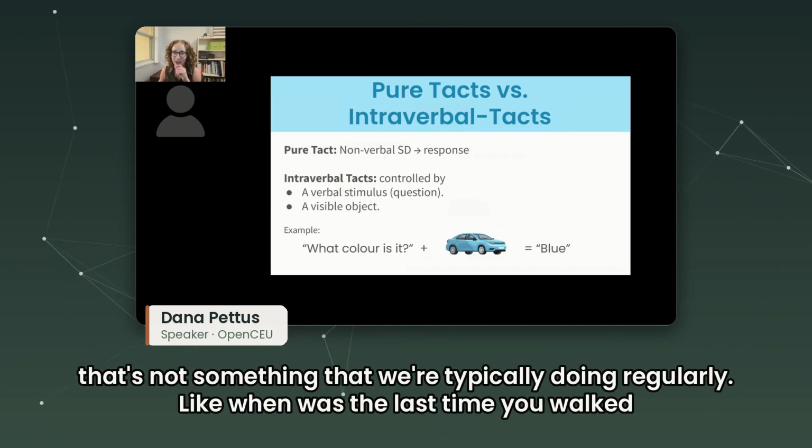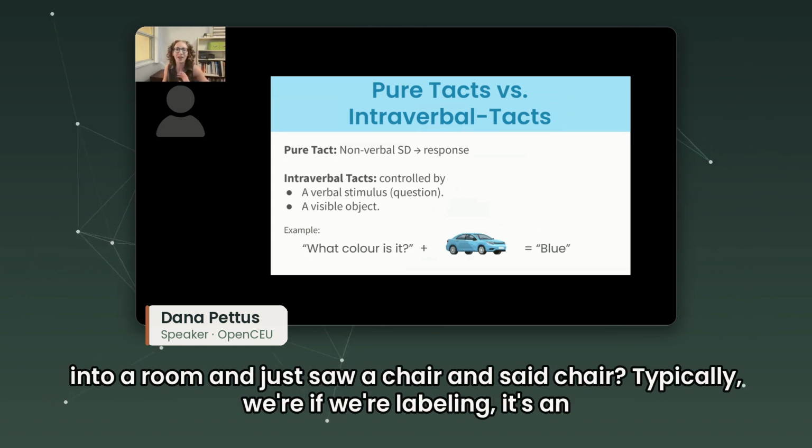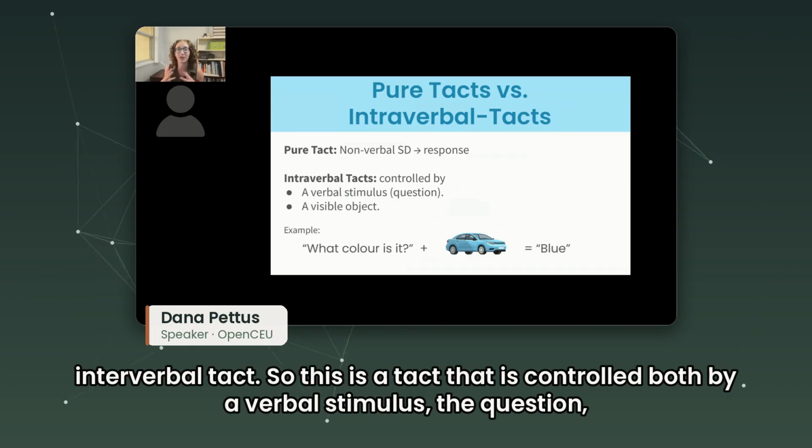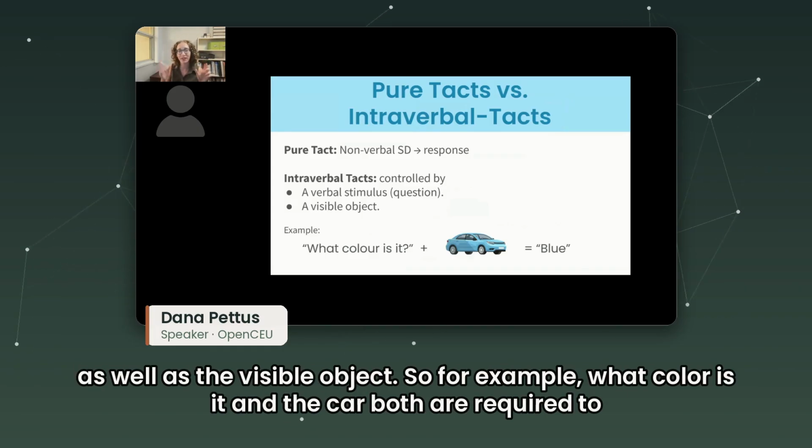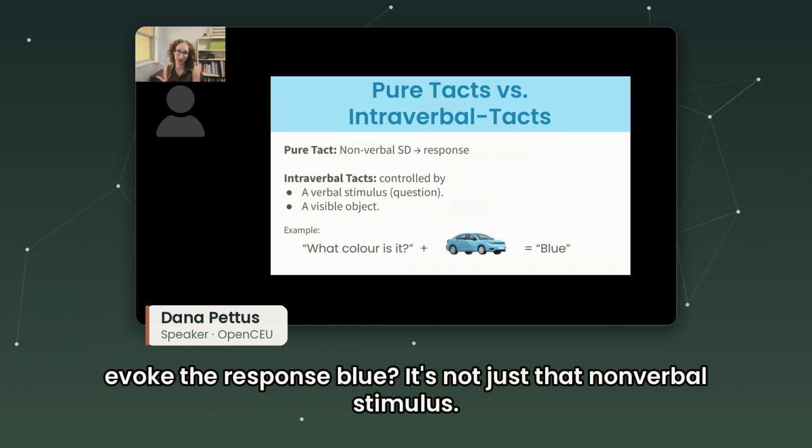typically doing regularly. Like, when was the last time you walked into a room and just saw a chair and said chair? Typically, if we're labeling, it's an intraverbal tact. So this is a tact that is controlled both by a verbal stimulus, the question, as well as the visible object. So for example, what color is it and the car both are required to evoke the response blue. It's not just that nonverbal stimulus.